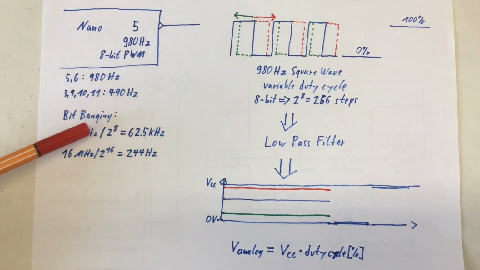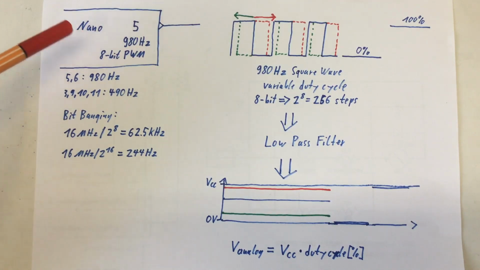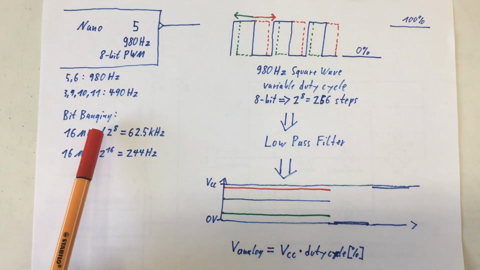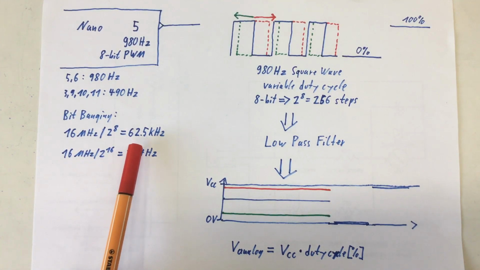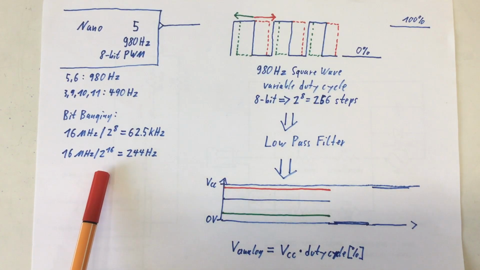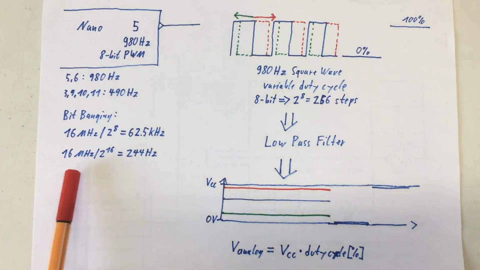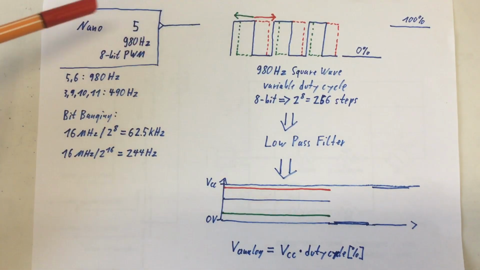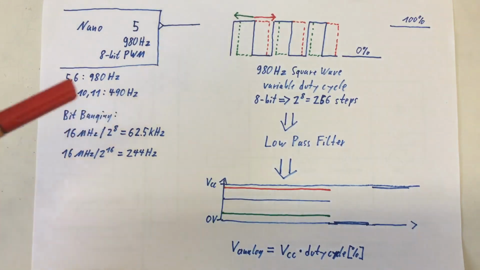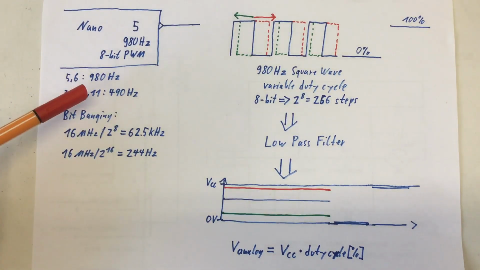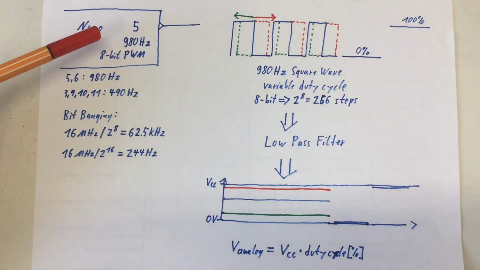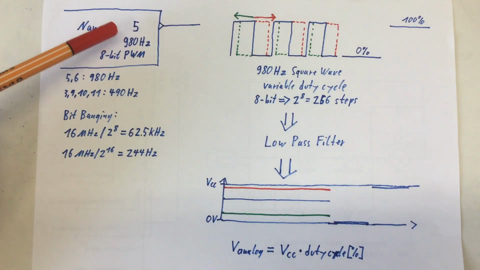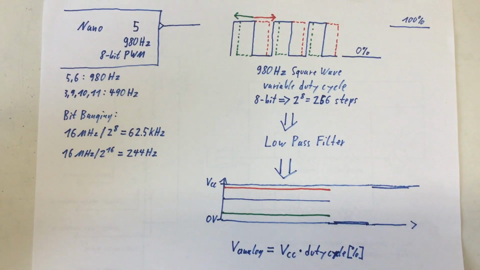If you do a little bit of bit banging on the microcontroller used in the Nano, you can get up to an 8-bit PWM signal with 62.5 kHz or even a 16-bit PWM signal with a meager 244 Hz. And these things might vary between different Arduinos and different microcontrollers. The important thing here is a PWM signal has a certain frequency and a certain resolution.